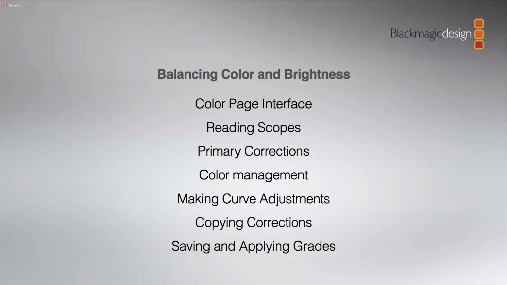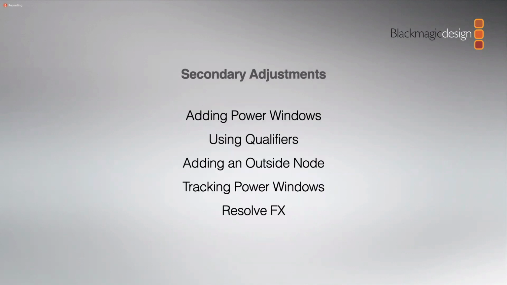So what we'll do is we'll just spend the rest of this session looking at the next 2 chapters. And these chapters are relatively short. They just, again, give you an insight into some of the things that we can do in the color page. But lesson 10 is dedicated to something called secondary adjustments.